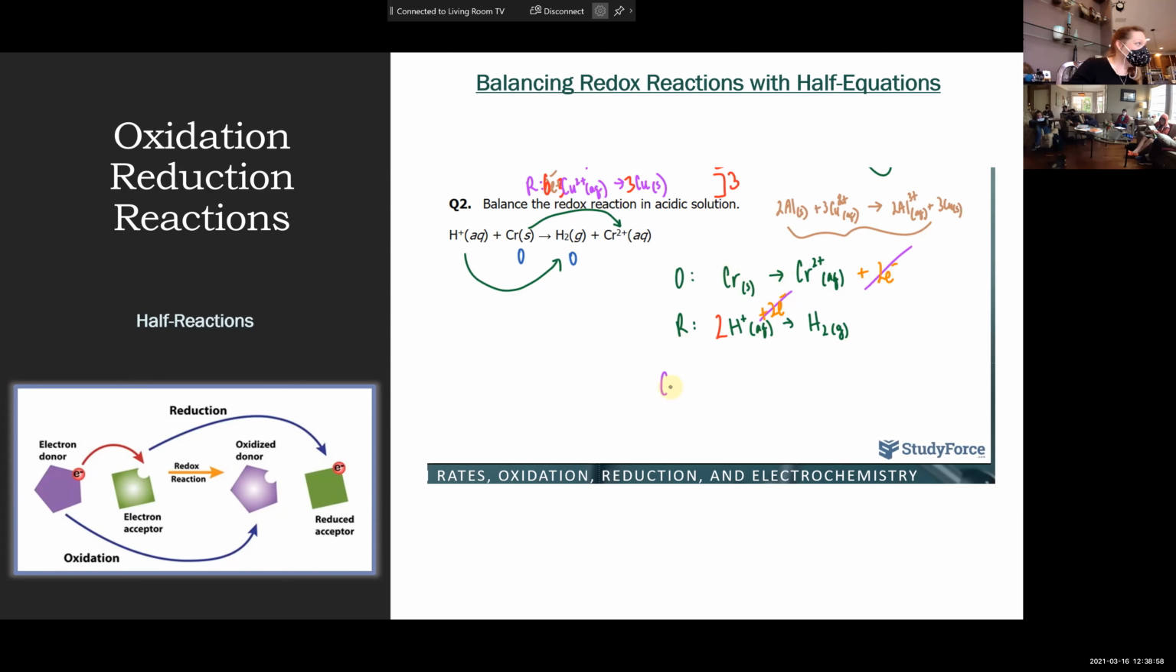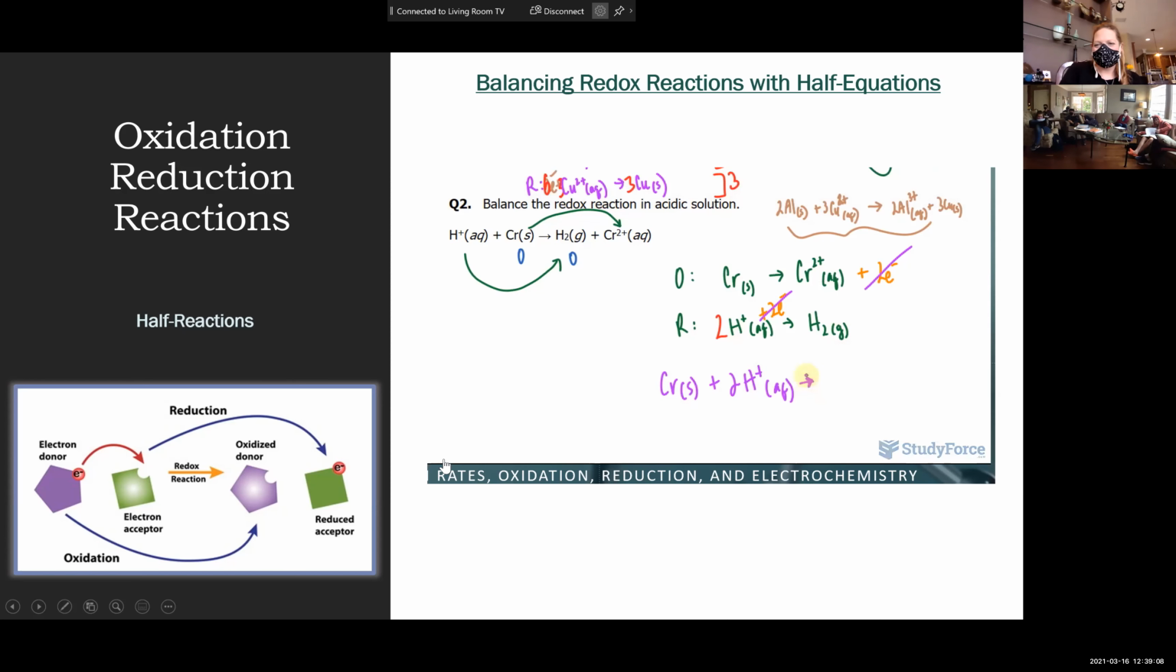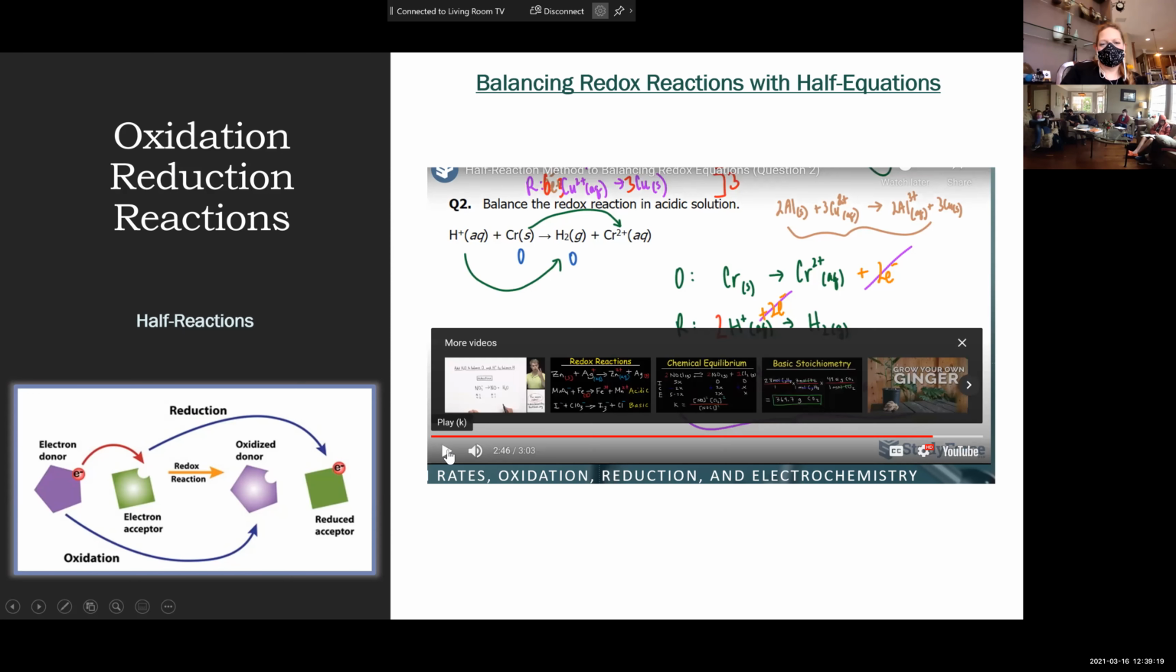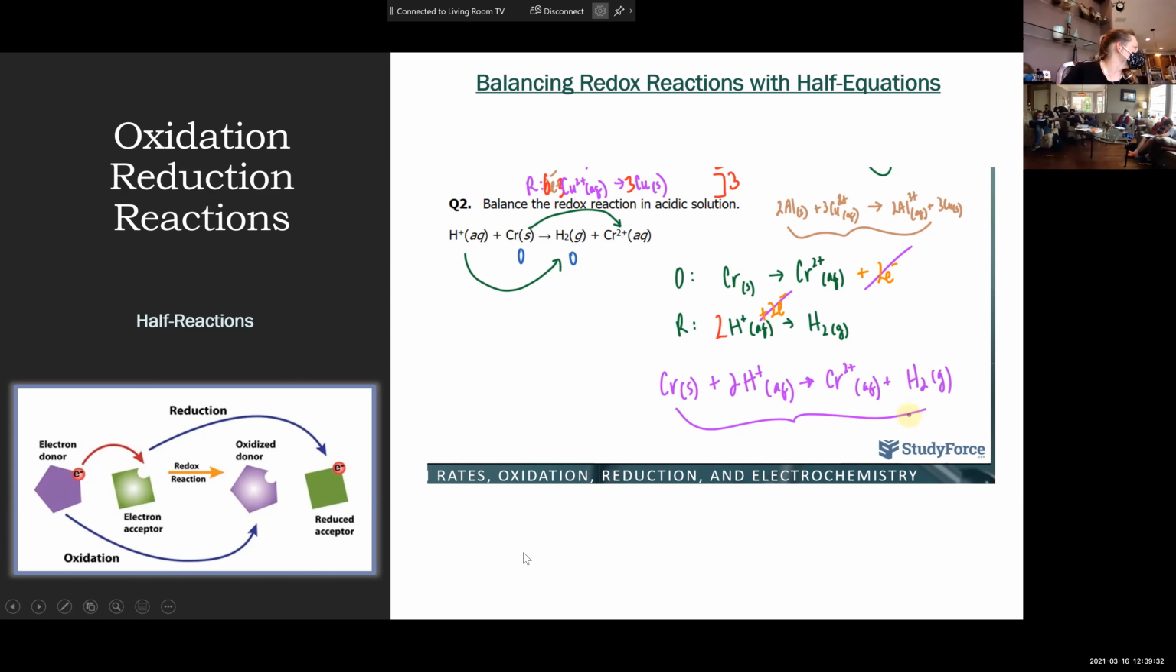You get a product of Cr2+, aqueous, and one molecule of H2. H plus ions are in both reactions, so they cancel out. That right there, see it? So you see what he did. This and this here, these canceled out, and now he's put in his coefficient. Hence, the balanced redox reaction for this example in acidic solution.